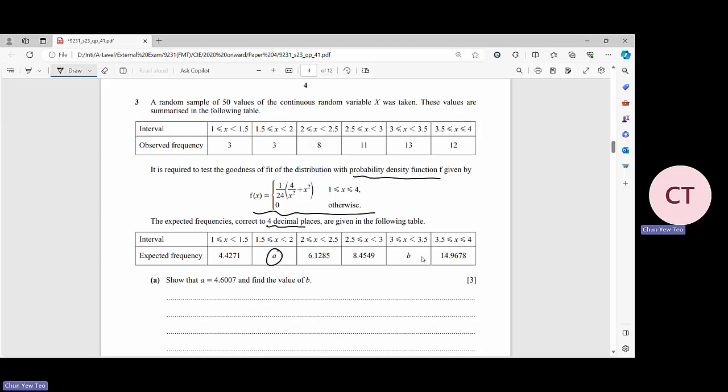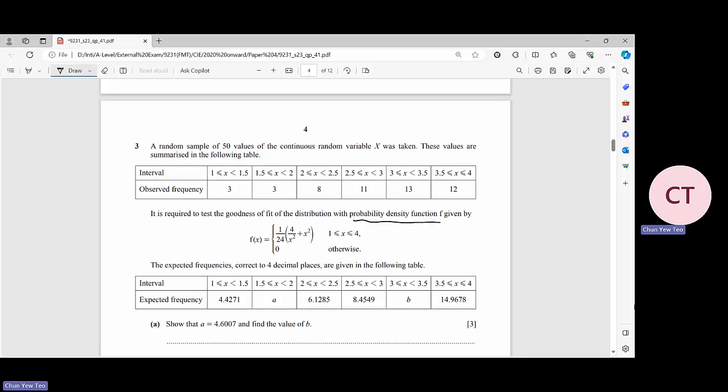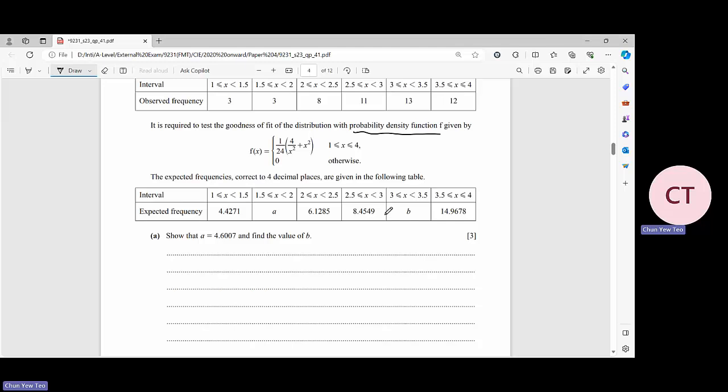So the value for A and B, we also follow the standard, make the answer correct to 4 decimal places. Okay, then we want to show how to get A equal to 4.6007 and also find the value of B. This one actually just needs integration, so we just need to know the formula for how to find the expected value. Okay, so for A, it's actually 50.